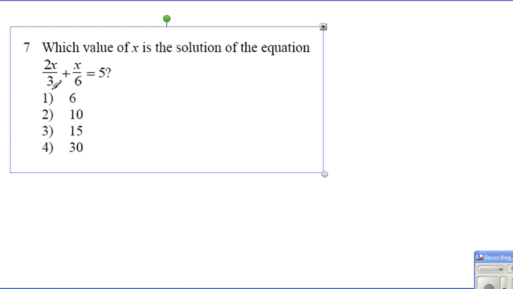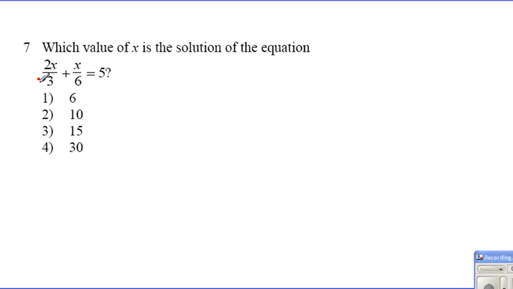Now, when you try to add up the two fractions, there are a couple of different ways of doing it. First way is, let us make this into one fraction. We realize the denominators are not the same. Here we have 3, here we have 6. So we can multiply top and bottom by 2. Then our first fraction becomes 4x over 6 plus x over 6 is equal to 5.